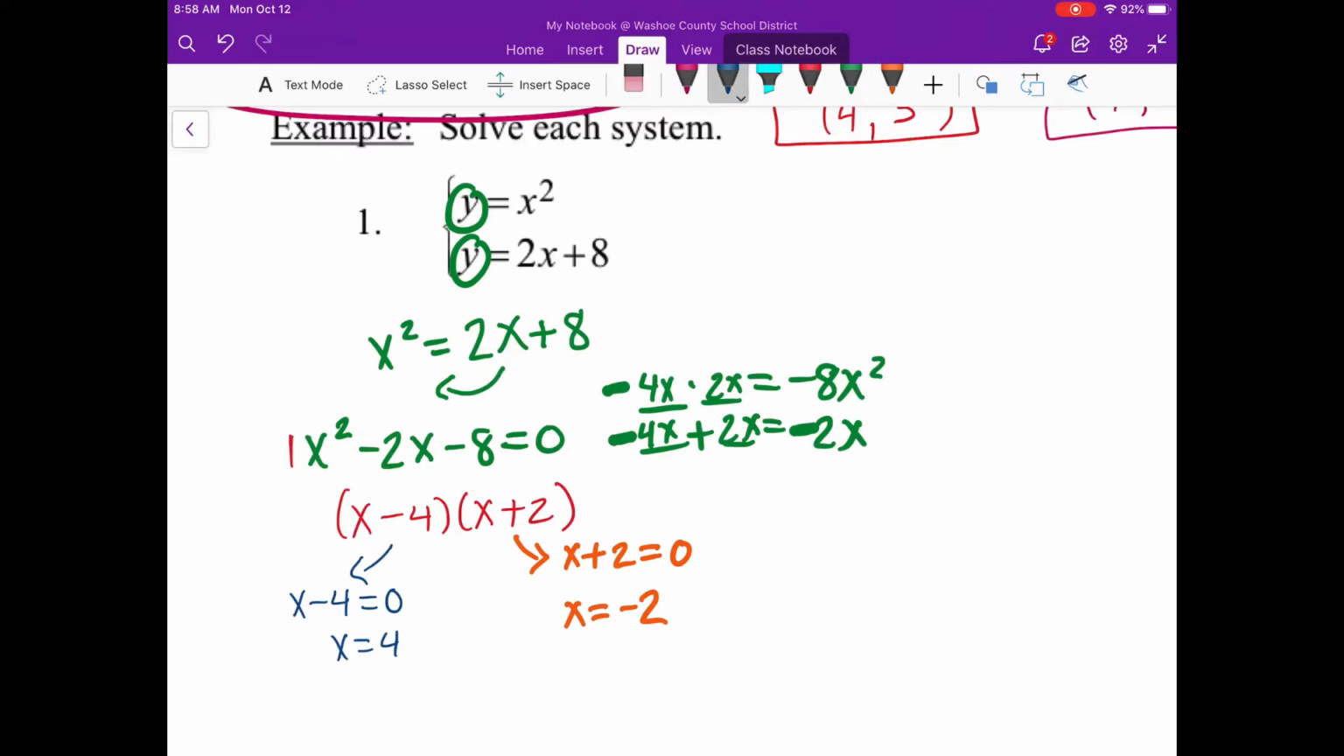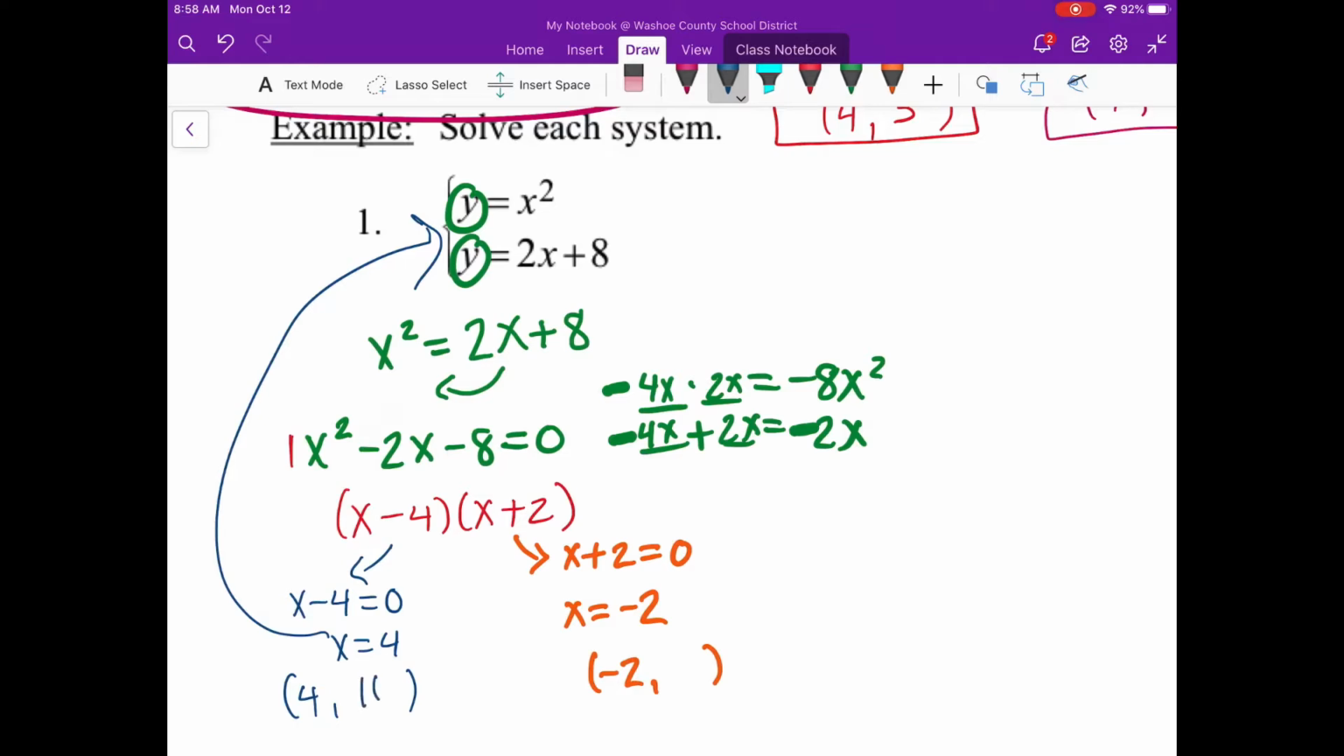Remember that your final answer should be a coordinate point. So this is going to be 4 something, and this is going to be negative 2 something. So in this case, I am going to substitute this 4 into either one. You pick. It can be the top, the bottom. We should get the same answer. So I'm just going to go with the top one this time.